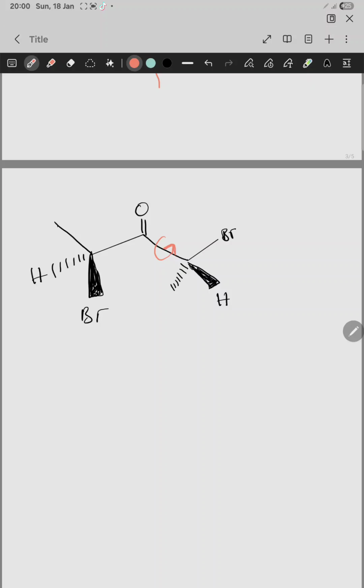If I rotate it, I'm changing the position of these atoms. If this hydrogen is pointing at me and I rotate it like that, I'm removing it from pointing at me to pointing away from me, because I'm taking it behind. So this goes behind, and this one which was pointing away from me will come and point at me. And this one, which was not pointing in that direction, can come and point at me.